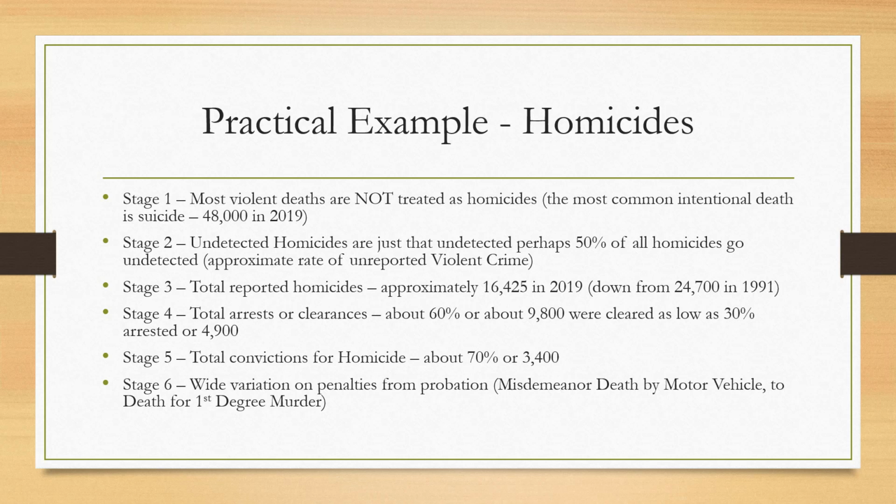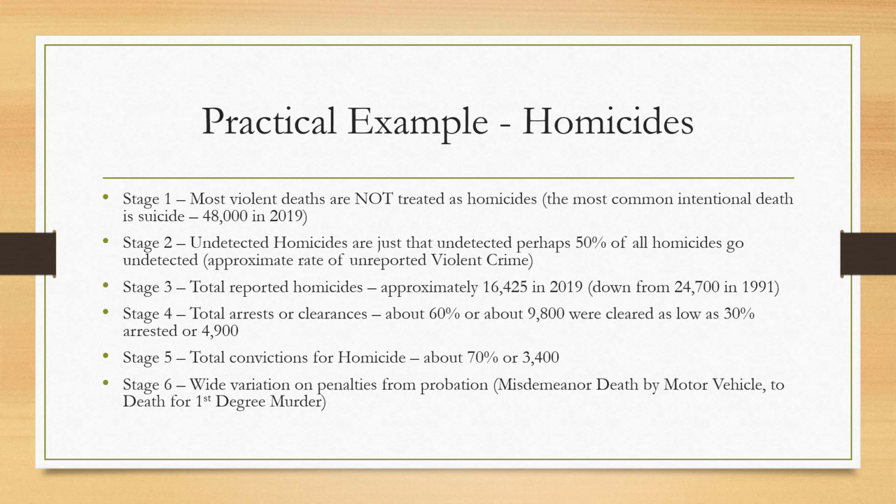So it's cleared. If we do have an arrest, about 30% of the cases wind up with arrests. You go to trial. You are convicted about 70% of the time. So if we looked at our raw number there, about 16,400, and we look at our conviction for homicide, it's about 3,400, you can see that roughly, very roughly, the odds are about 25% that you're going to get caught, convicted, and go to jail for a homicide.